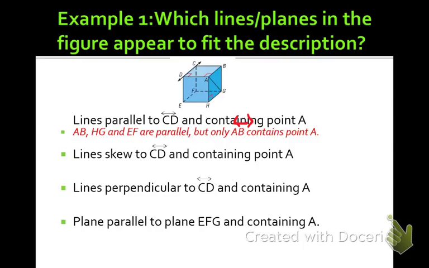And there's more. This guy would be a skew line, going a different direction and not touching. This guy back here would be a skew line, going a different direction and not touching. Which one contains point A?